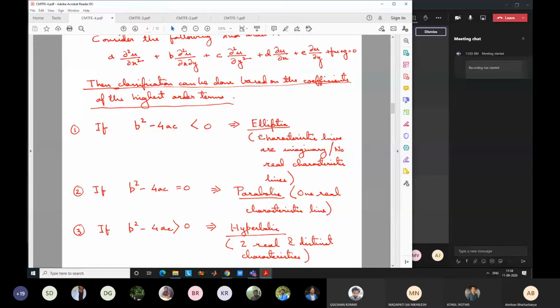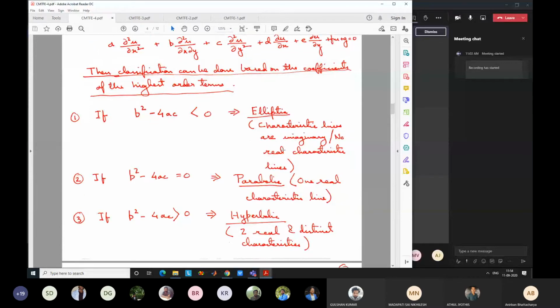For this type of equation, there are characteristic lines which are imaginary, meaning there are no real characteristic lines. Till now, we don't know what a characteristic line is, so let us imagine that there is something called a characteristic line. I'm just stating that for an elliptic equation, there are no real characteristic lines. We will see later what a characteristic line is. Right now, let us go with my description: if B squared minus 4AC is less than 0, by definition it is called an elliptic equation, and there are no real characteristic lines.